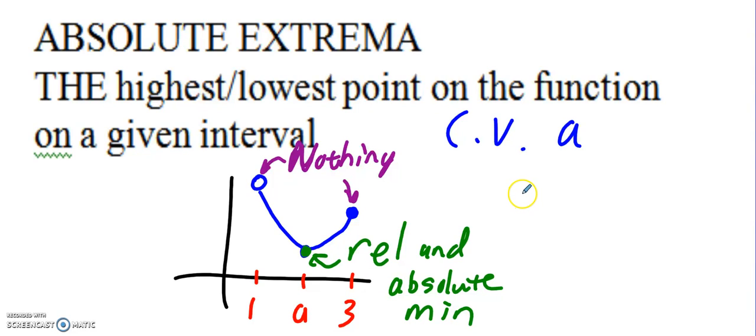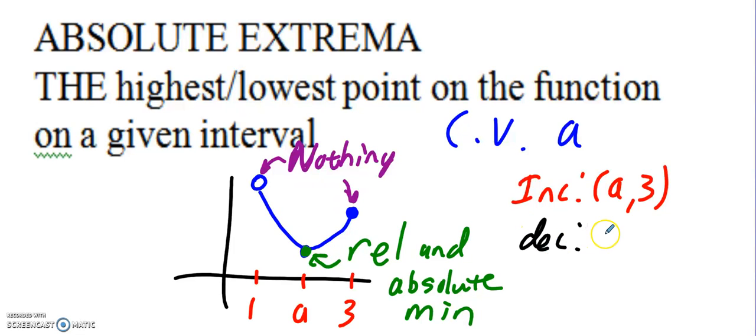And then here I can say that this function was increasing on the interval a to 3 and decreasing on the interval 1 to a. So that meets my definition of relative min, and then it's also an absolute min because it happens to be the lowest point on the function.